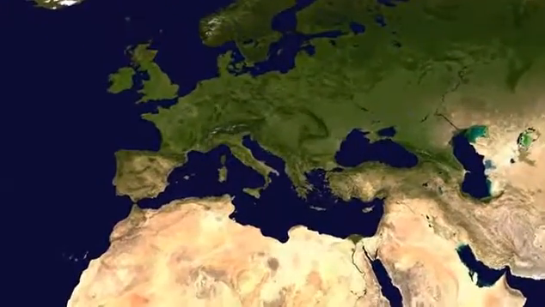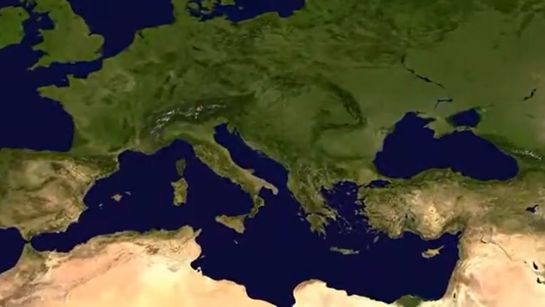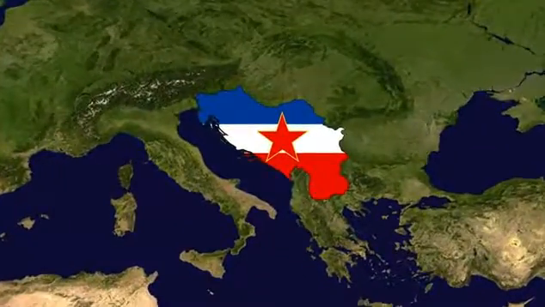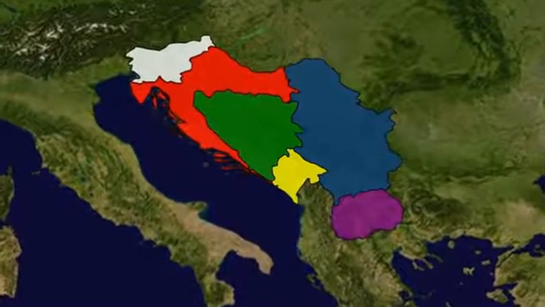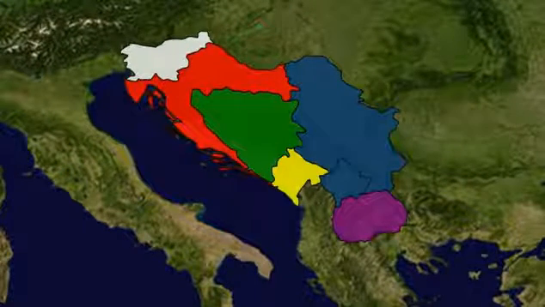For most of the 20th century, there existed a country in southeastern Europe called Yugoslavia. Today, however, what used to be Yugoslavia is now 6 fully independent countries, plus one more self-declared independent country, but more on that later. So why exactly did Yugoslavia split up?